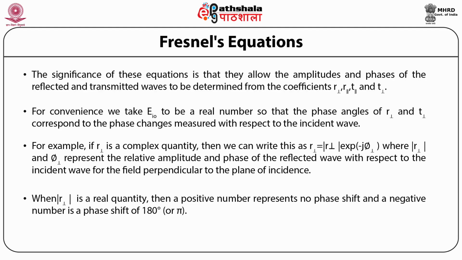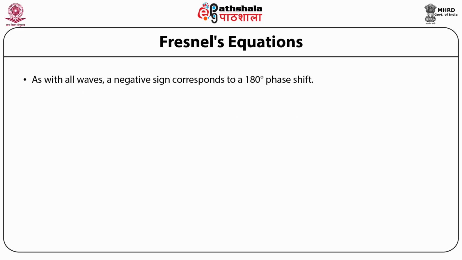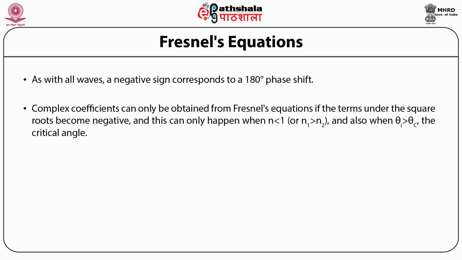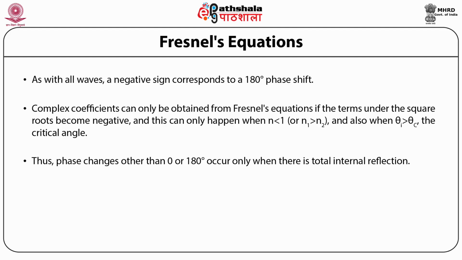Of course, when r perpendicular is a real quantity, then a positive number represents no phase shift and a negative number is a phase shift of 180 degrees or pi. As with all waves, a negative sign corresponds to a 180-degree phase shift. Complex coefficients can only be obtained from Fresnel's equations if the terms under the square roots become negative, and this can only happen when n is less than 1 and also when theta I is greater than theta c, the critical angle. Thus, phase changes other than 0 or 180 degrees occur only when there is total internal reflection.